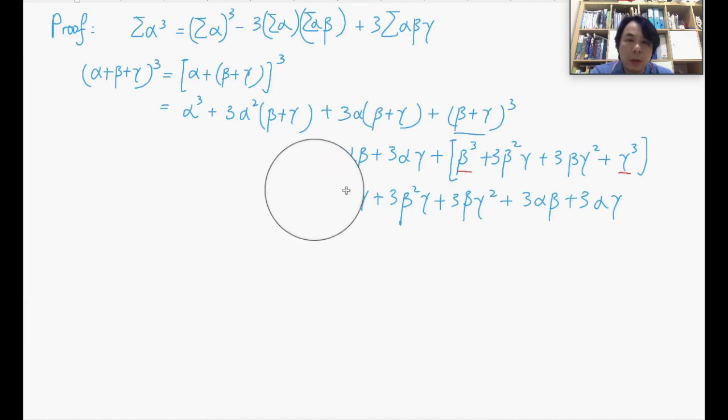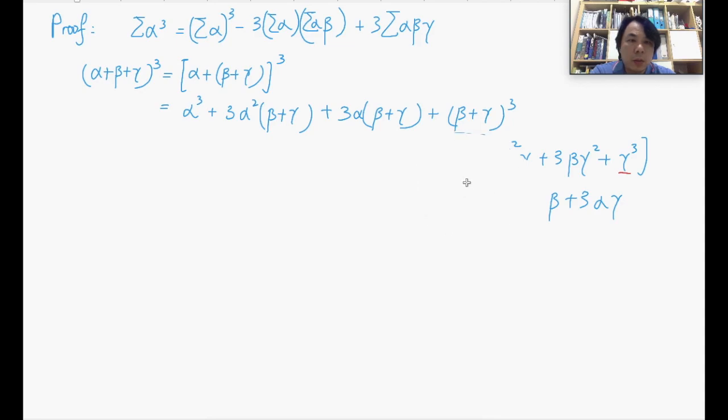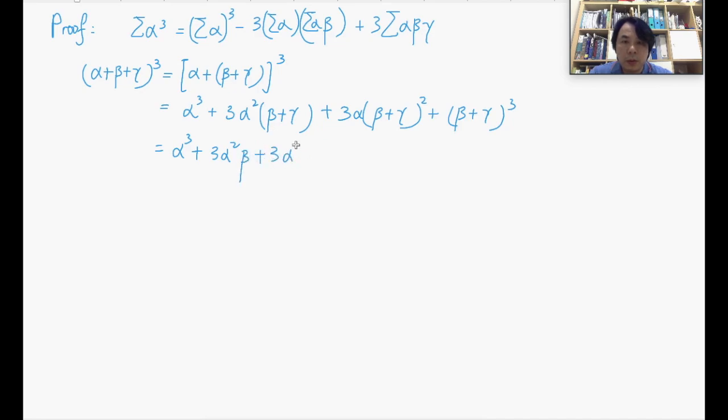I think I've made a terrible mistake here with my expansion. Just let me correct that. I just spotted my error. I forgot my square there. Okay, so let me just try that again. So we have here, I'll try to expand this. So we have alpha square gamma, and then here I will have 3 alpha beta square plus 2 beta gamma plus gamma square.